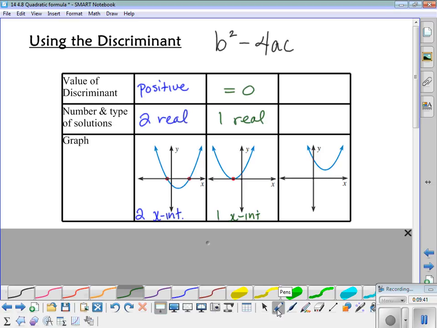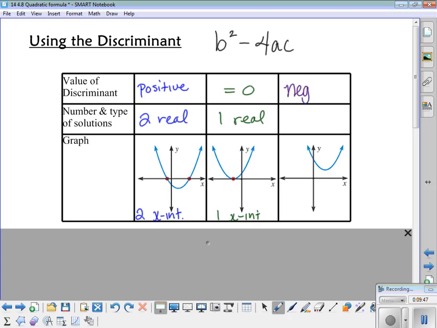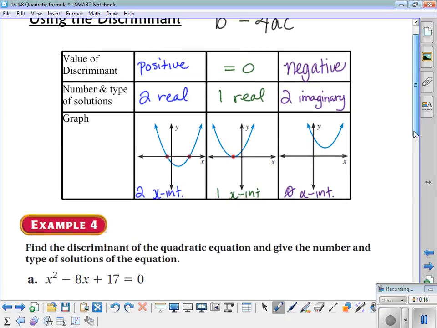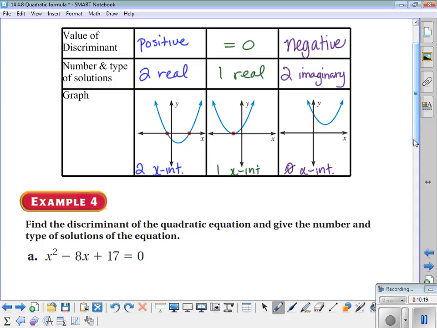So the only thing that's a little bit different now is when we were in Algebra 1, when it came out to a negative, we just said, oh, there's no solution, right? Well, that wasn't completely accurate. What it meant was there was no real solution. But what kind of solution can I have? Imaginary. I can have 2 imaginary solutions. And in that case, there are no x-intercepts. Okay? So I can use the discriminant just to look at a problem and determine how many solutions there are and what type of solutions they are.